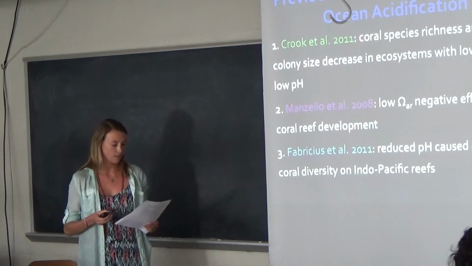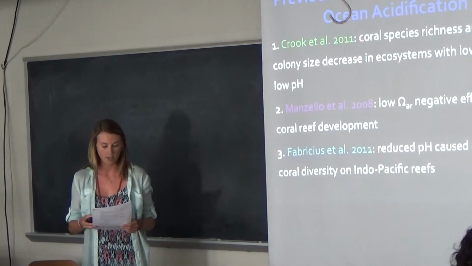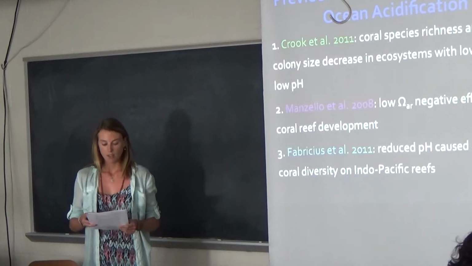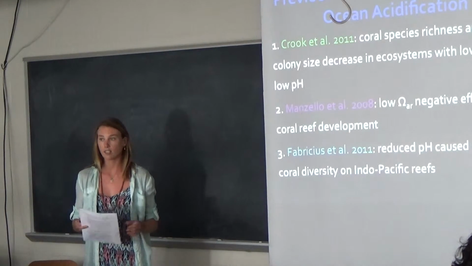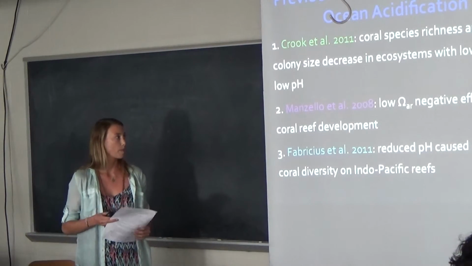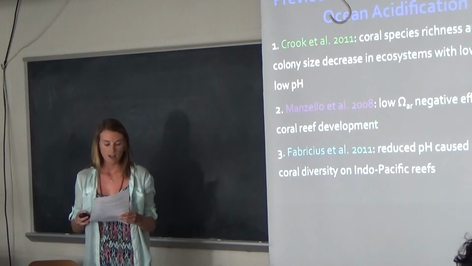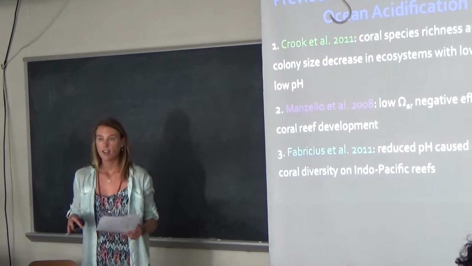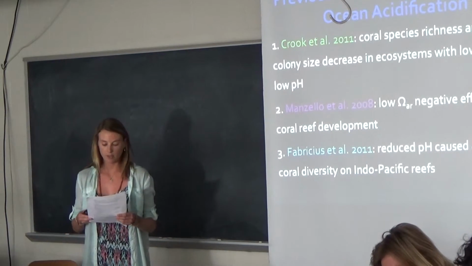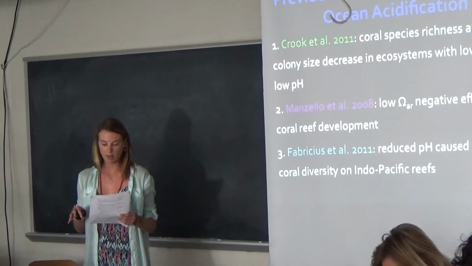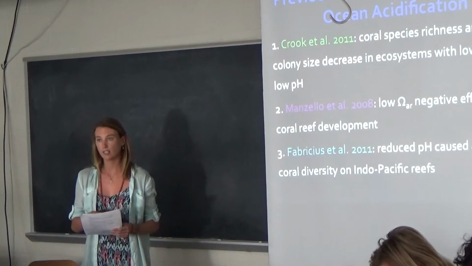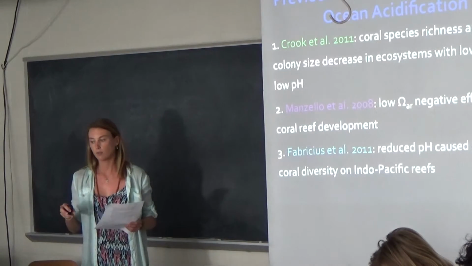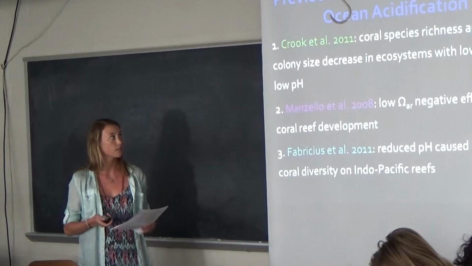So in the first study by Crook et al. in 2011, they found that low aragonite saturation and low pH levels are going to lead to low species richness, and the colony sizes are going to be much smaller. In the second study, they found that low aragonite saturation had a negative effect on reef development. And in the third study, they found that low pH corresponded to a decline in coral diversity. So they're all showing that ocean acidification is really reducing the health of coral reefs.